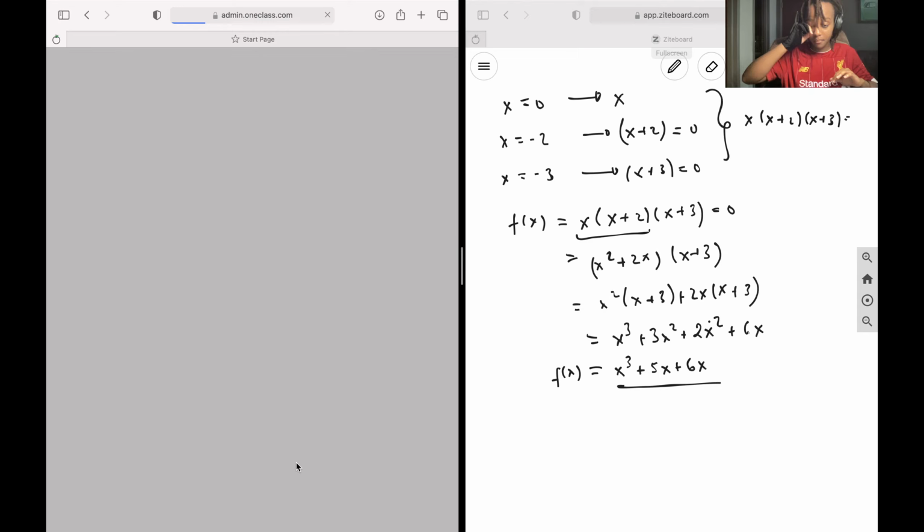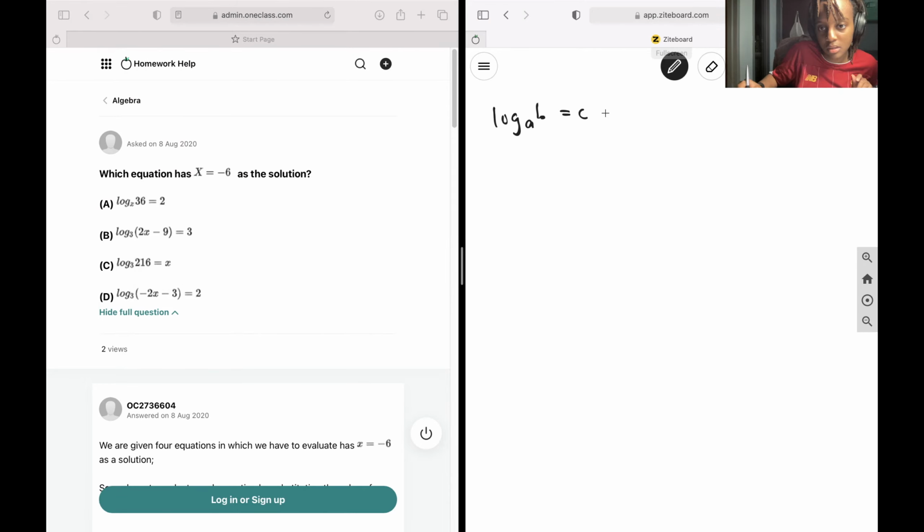So we want to find out which one of these has x is equal to -6 as the solution, which means that we have to find x in all of them by expressing them using exponential form. And so we just need to remember exponential form states that log base a of b equals c, expressed in exponential form, would be a to the power c is equal to b. And so a would be equal to the c-th root of b. Okay, and so let's try A first.